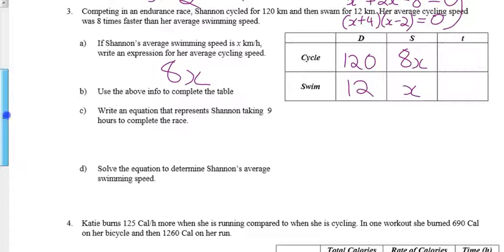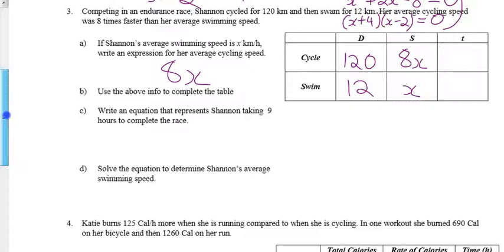Write an equation that represents Shannon taking 9 hours to complete the race. So remember, we did a couple of these yesterday, but we couldn't solve them because we didn't know the amount of time or anything. This time we do. But how are distance, speed, and time related? What's the formula?